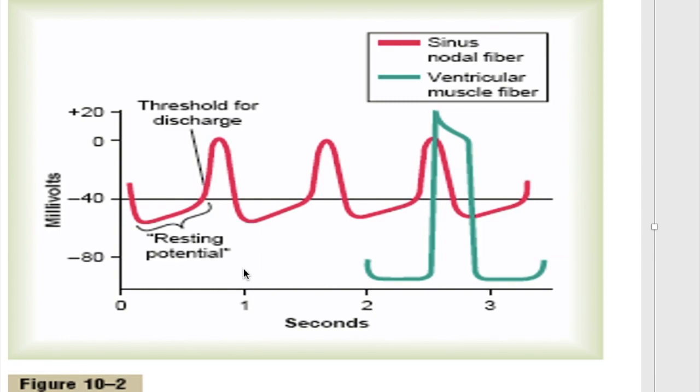The waves of excitation moving through the heart generate currents, and these currents can be recorded at the body surface to produce an electrocardiogram. As I already told you, this is also called ECG.